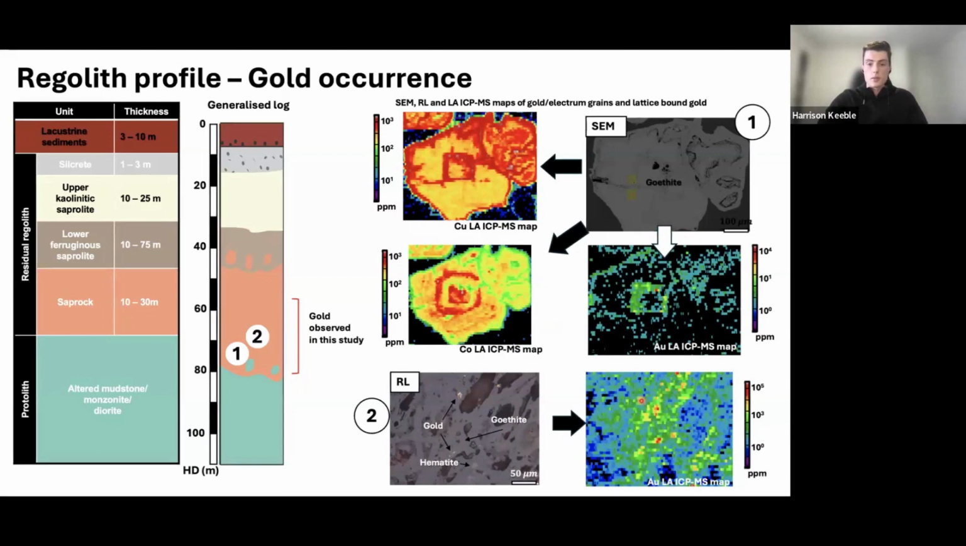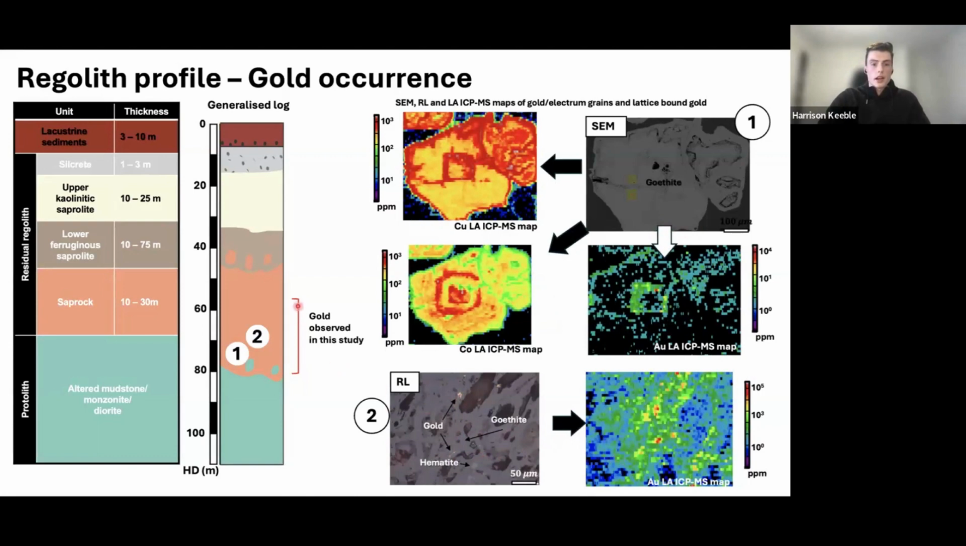I mentioned that there was visible gold, which you can see here in this image, a few examples, but this analysis showed that visible gold was also present with lattice-bound gold, which you can see here quite a lot throughout this whole image.